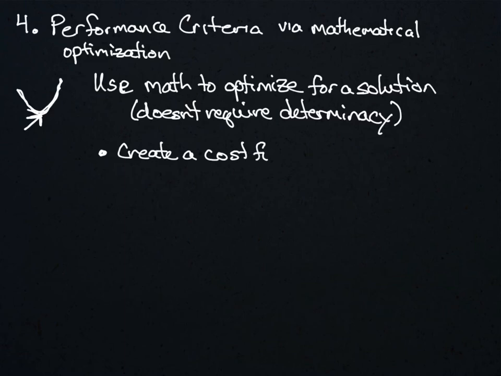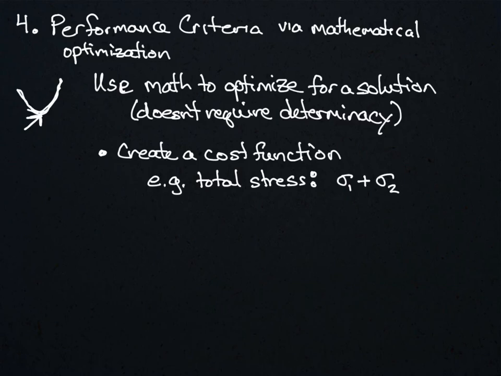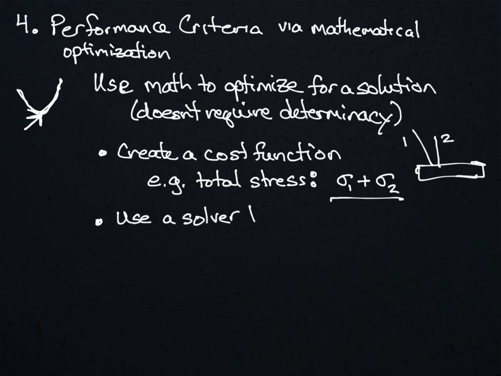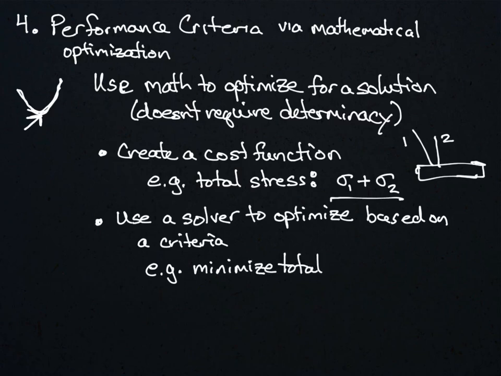So to do this, you start by creating a cost function. So for example, maybe the total stress. If you have two muscles, muscle 1 or tendon 1 and tendon 2, applying a load to something, maybe the arm here, you have 1, and you have 2, and each of those has a stress. So this is your cost function, sigma 1 plus sigma 2. Then you take that and you use a solver to optimize based on some criterion. So one criterion that the body commonly uses is to minimize the total stress, or at least we think that the body commonly uses is to minimize the total stress.